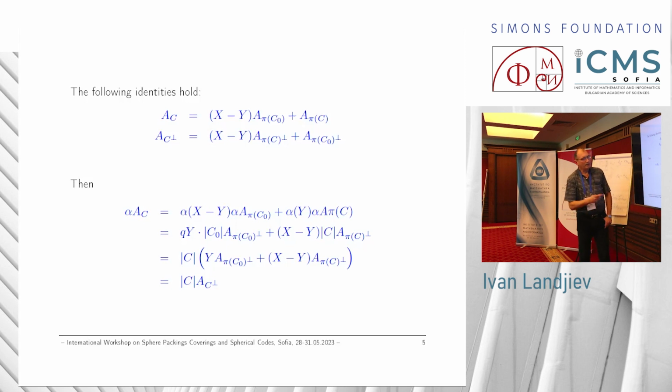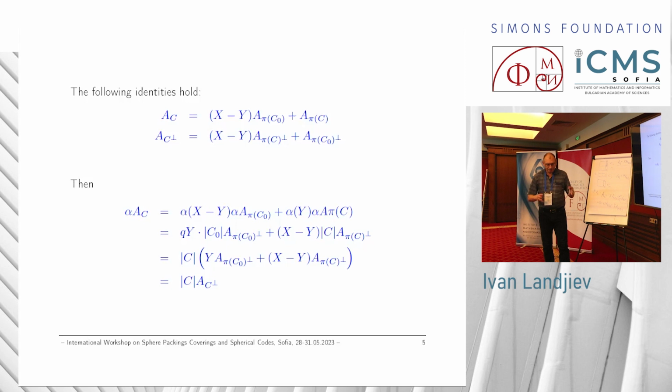And now we have to see that q times the cardinality of C0 is exactly the cardinality of C, because the dimension of C0 is 1 less, and in the parentheses I have exactly this expression, and that's it.